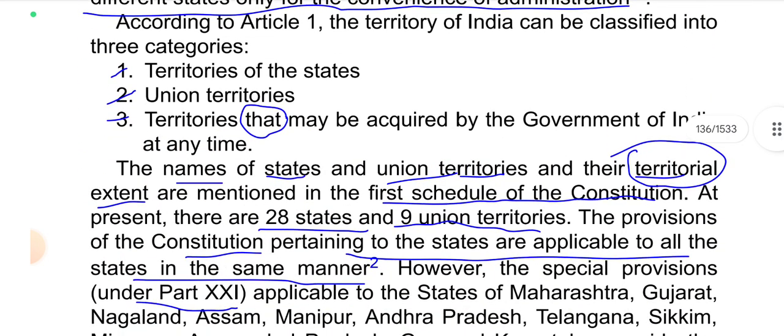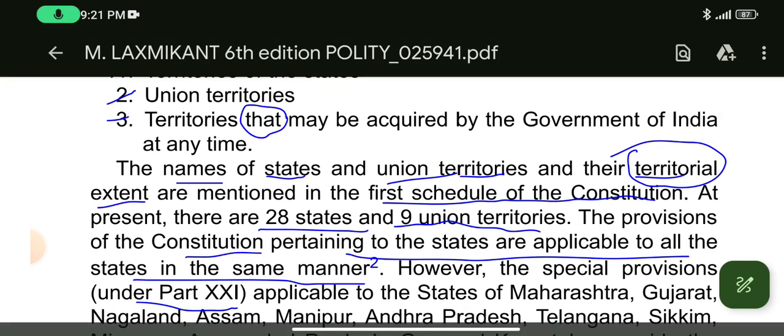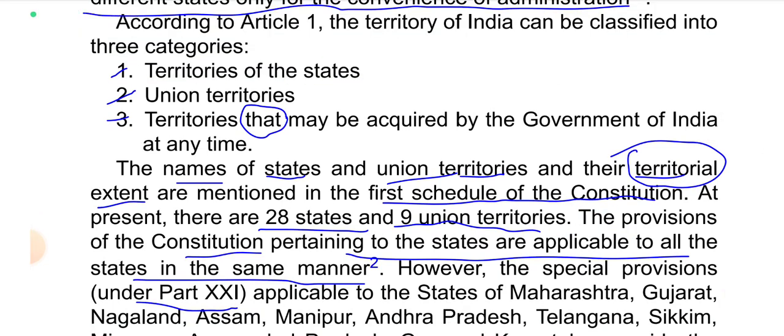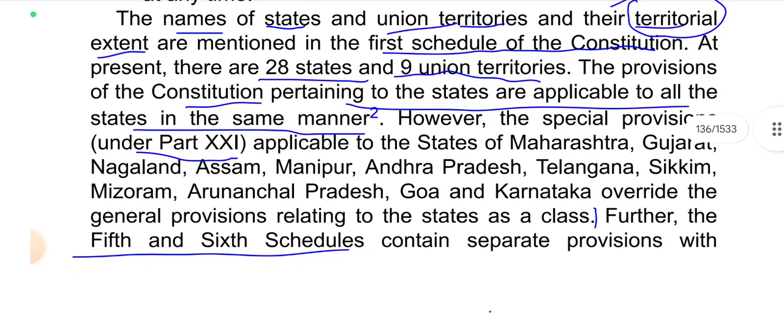According to Article 1, the territory of India can be classified into three categories: territories of the states, union territories, and number 3, territories that may be acquired by the government of India at any time. The names of states and union territories and their territorial extent are mentioned in the first schedule of the Constitution. At present, there are 28 states and not 9 but 8 union territories.